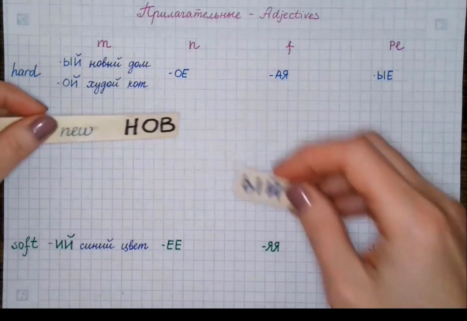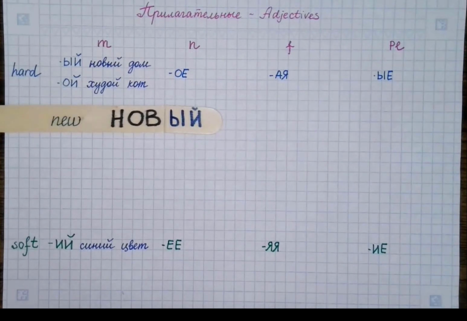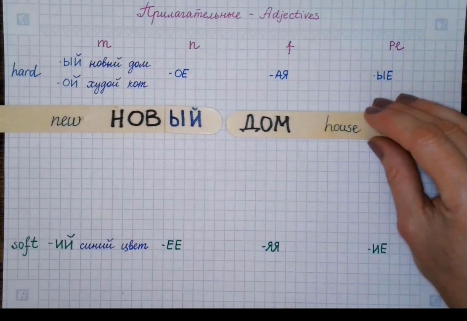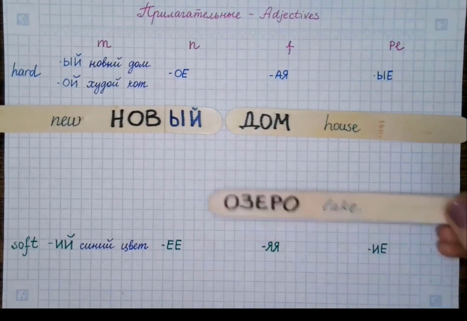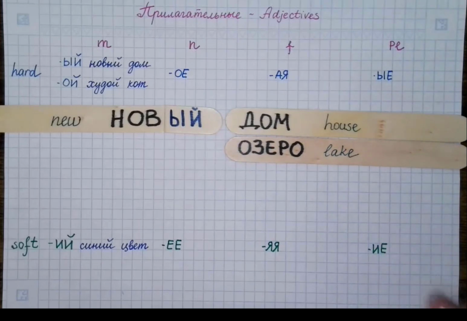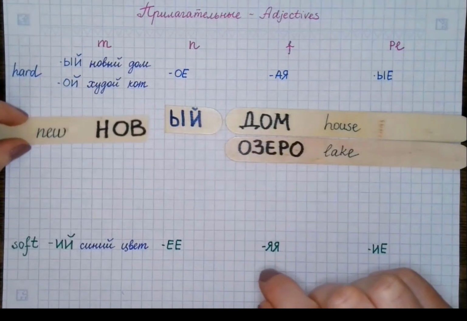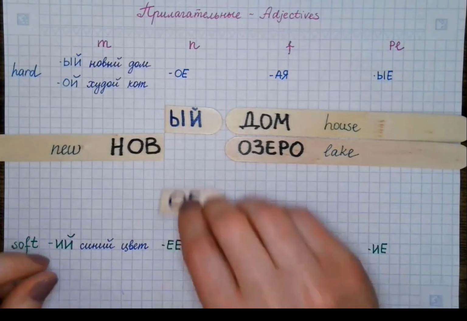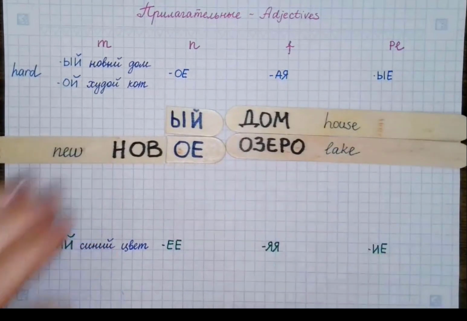So let's take a look how this transformation happens. So we have our default form, новый, which means new. And default form is masculine, so we can only use it with the masculine words. For example, дом, a new house, новый дом. What if we wanted to say a new lake? For instance, let's go check out this new lake. Now, новый is a masculine adjective, so it's gonna lose its masculine ending, and the masculine ending will be replaced by the neutral ending. Новое озеро.